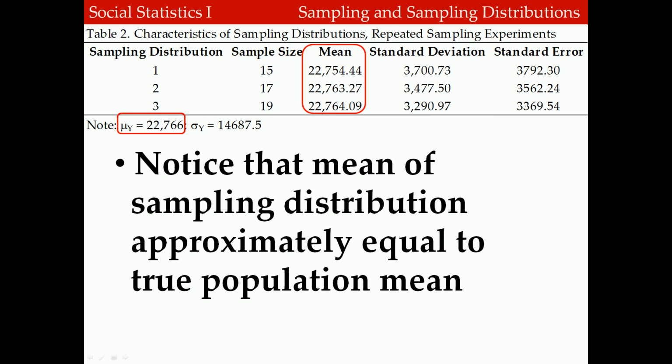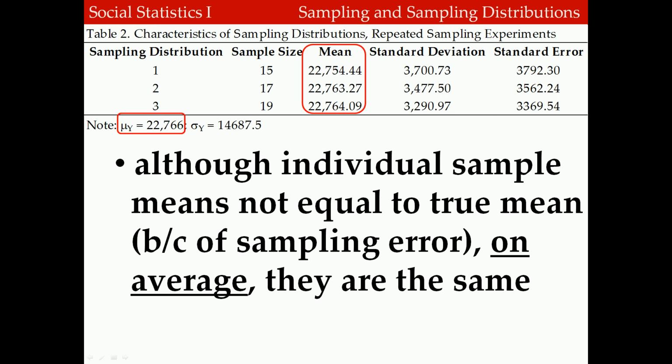In fact, if we had the true sampling distribution, which is based on all samples of size 15 or 17 or 19 respectively, those values should be identical to the true population mean. Further, what this indicates is that although the individual sample means aren't equal to the true population mean, again because of sampling error, on average they're the same, and that's a statistical property called unbiasedness.